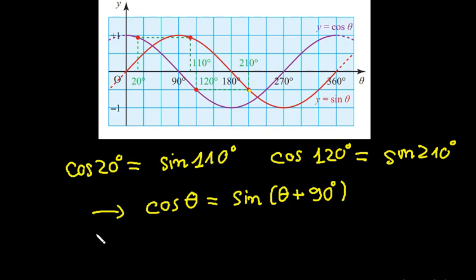Let's say if I want to find the sine of 190 degrees, it will be equal to the cos of 100 degrees. Because you take 190 degrees minus 90, which is in the formula, we are able to know that the sine of 190 degrees equals the cos of 100 degrees.